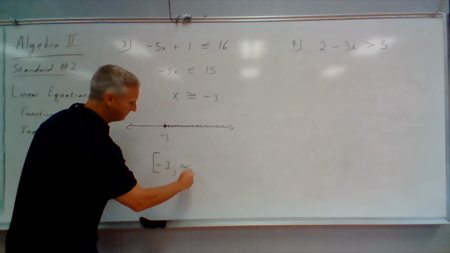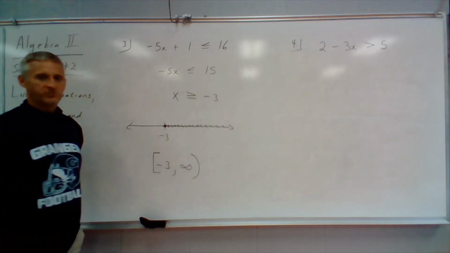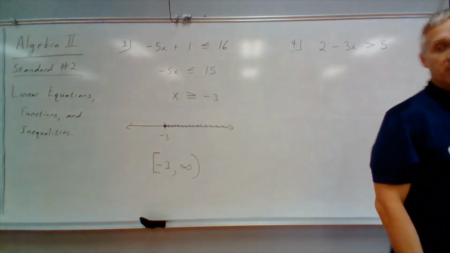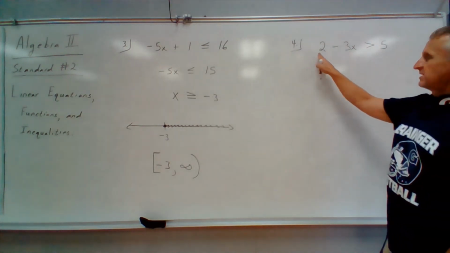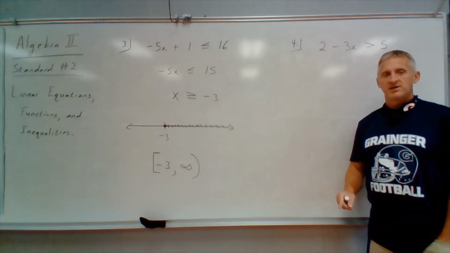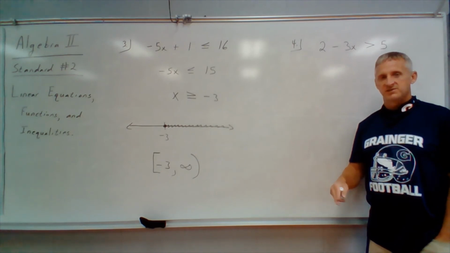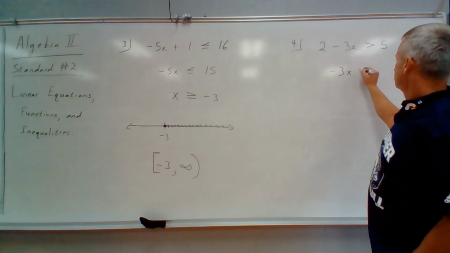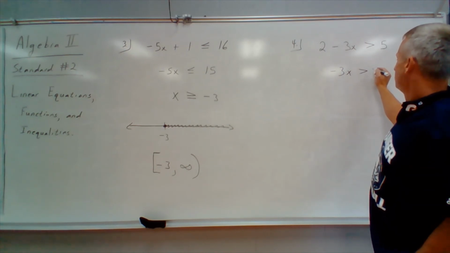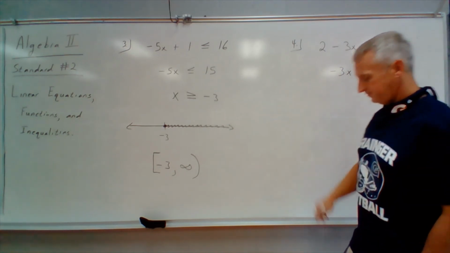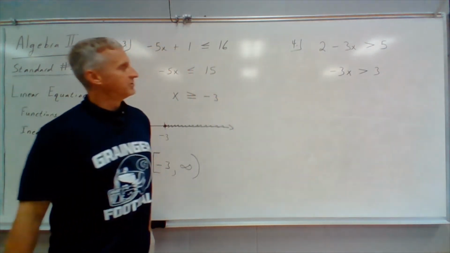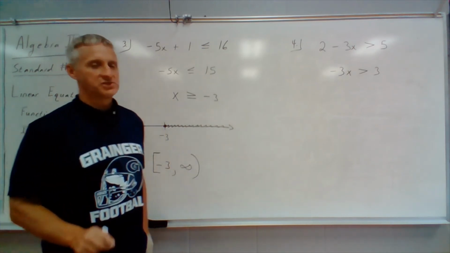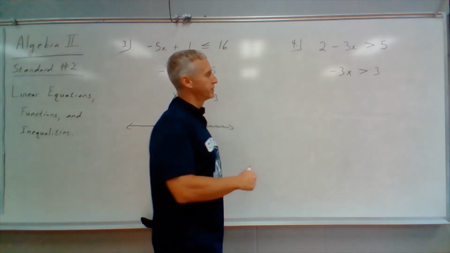All right, let's try one more example. All right, so to solve this, I'm going to subtract 2 from both sides. That's okay. I can always add or subtract any number, positive or negative, from both sides. So that'll leave me with negative 3x is greater than 5 minus 2, which is 3. I'm going to divide both sides by negative 3. I'm dividing by a negative number, so I have to change the way my inequality points. So that'll be x is less than negative 1.